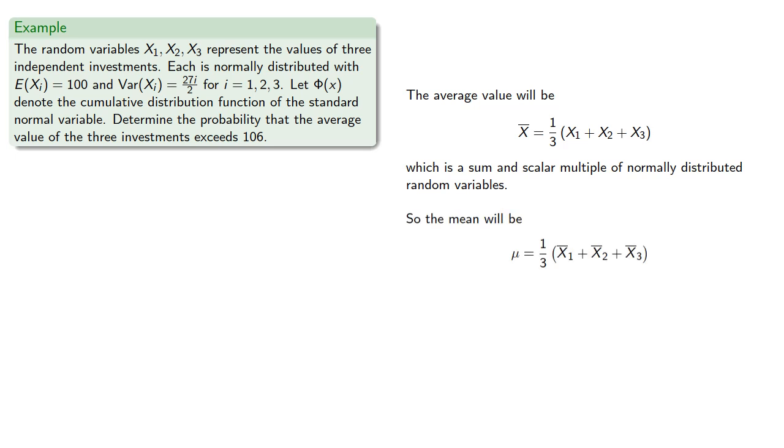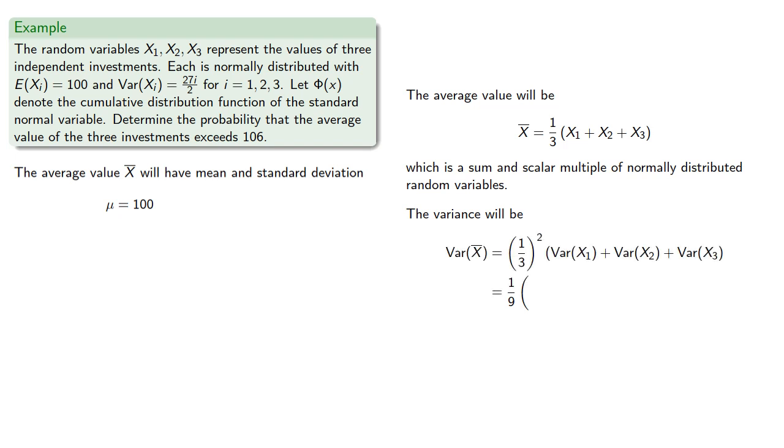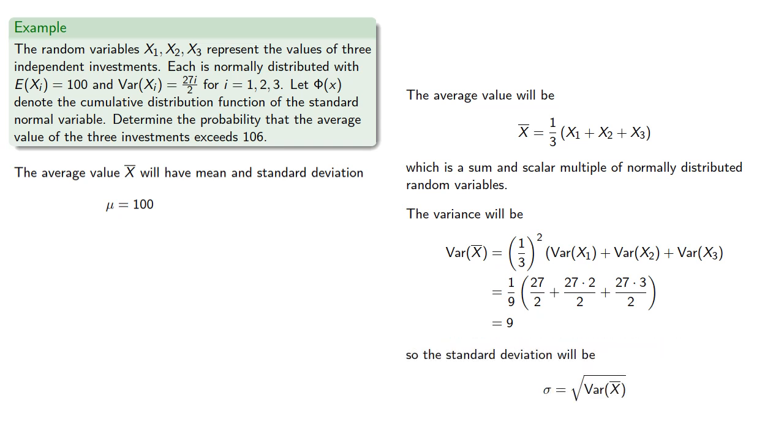So the mean will be 1/3 of the sum of the means, and the variance, well, a constant multiplier comes out as a square, and the variance is a sum, and so we know the variance of the first, second, and third. And so our standard deviation will be the square root of the variance.